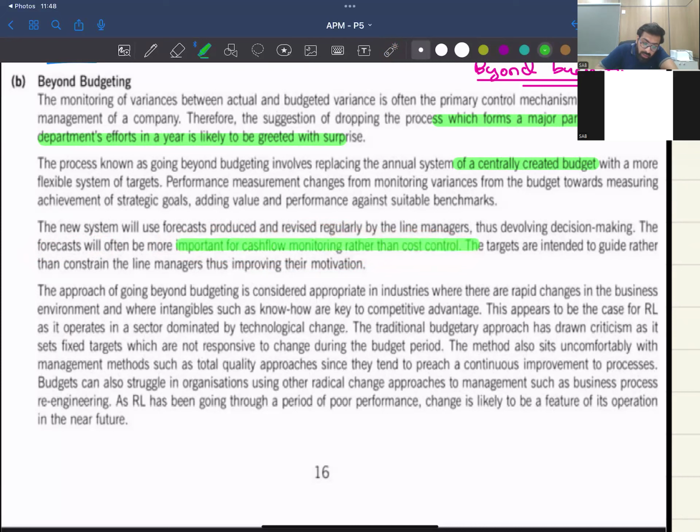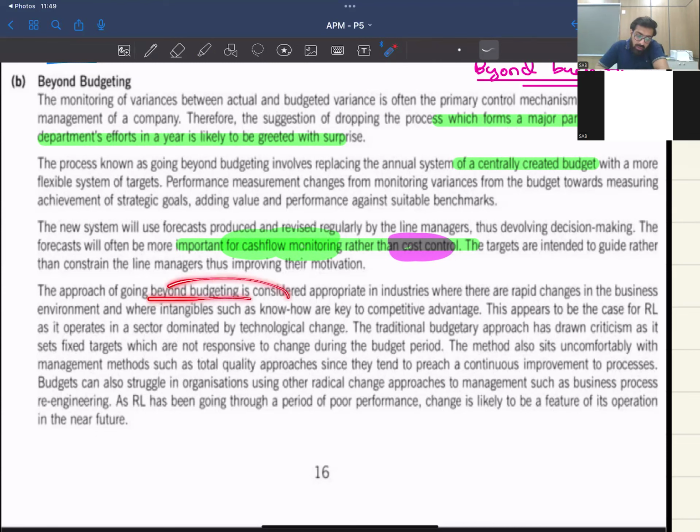See, in beyond budgeting, cash flow monitoring is also important, whereas in traditional budgets, cost control is the main thing. You're focusing on the cost to be controlled. The targets are intended to guide rather than constrain. In traditional budgets, the targets are constraints that you have to follow anyhow. But here, the targets are a guide. There's a difference between a constraint, a limitation, and a guide, right?